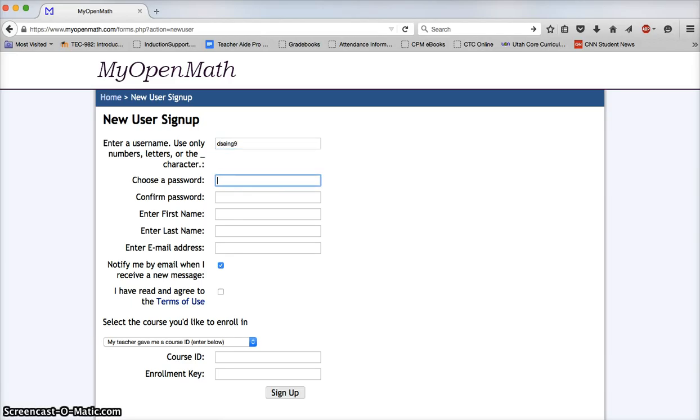And then you have to include a password. Please write a password that you can remember. In fact, it may be a good idea for you to write it down somewhere for safekeeping. Now you'll include your first and last name along with your email address.